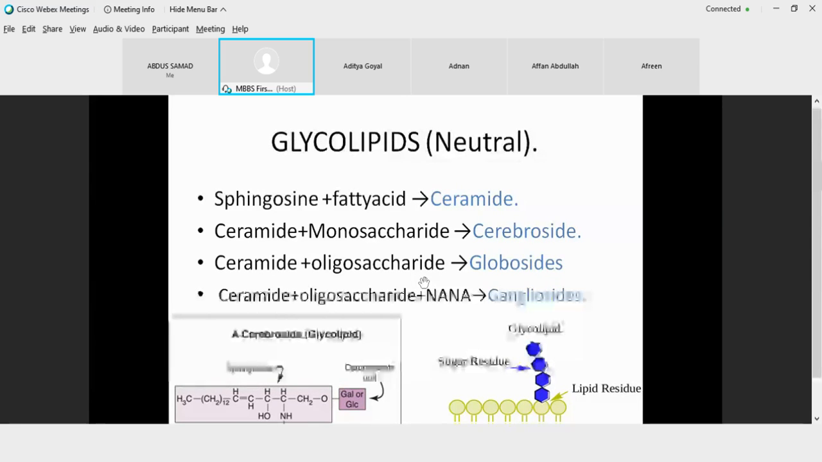And there are a number of disorders associated with the accumulation of gangliosides, and this is known as gangliosidosis. Most of the ganglioside disorders are fatal in nature. So this part of ganglioside metabolism will be dealt with later on. At this stage, you need to remember that we have glycolipids also in our body. They are neutral in nature. They are derived from sphingosine and they start with ceramide.